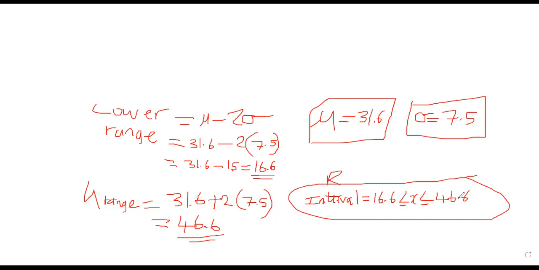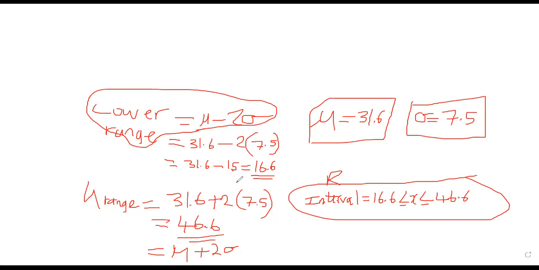Is the formula also mu minus Z times sigma? No, the formula is mu plus; here it is opposite, mu plus the 2 sigma. So it's opposite to the first one. For the lower range it is minus, and for the upper range it is a plus. So that is the distinction between the two. Is that clear? Have I answered your question?